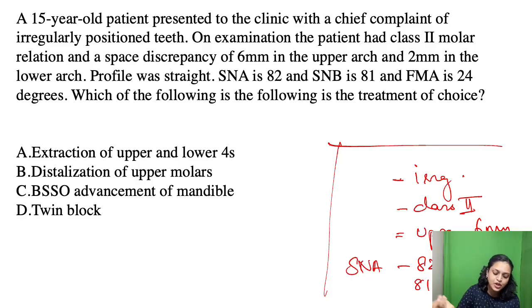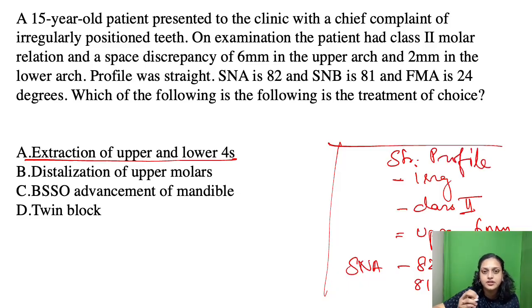So what's the first option given? Extraction of the upper and lower fours. The patient has a straight profile. When you're going to extract teeth, the patient should have a bimax profile. So the patient has a straight profile, so no. Plus the space discrepancy is 6 and 2 mm. If you extract one premolar on one side, that is 6 mm. So when you extract both premolars, you'll end up with 12 mm of space in the upper arch and the lower arch, and the space discrepancy is not that much. So for those reasons, it's not an extraction case.